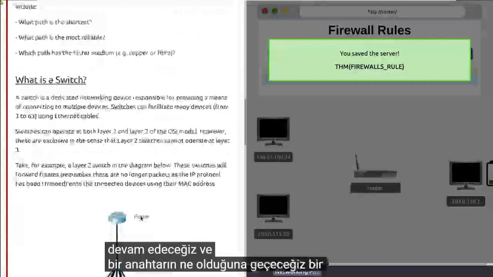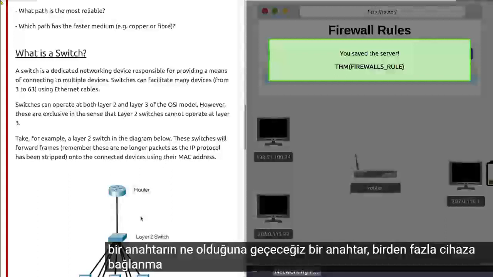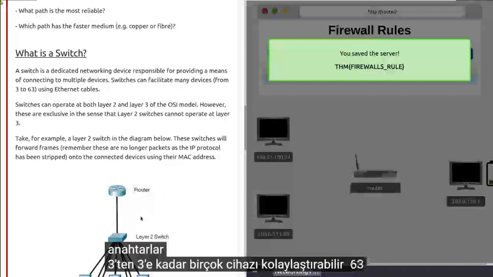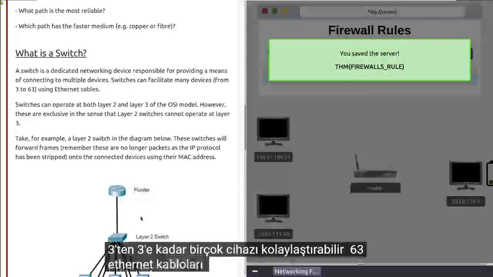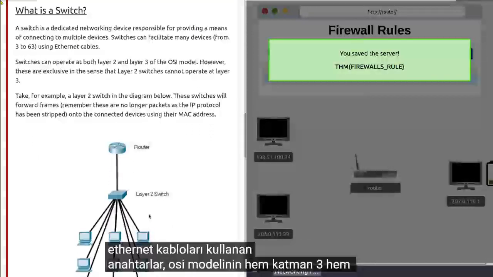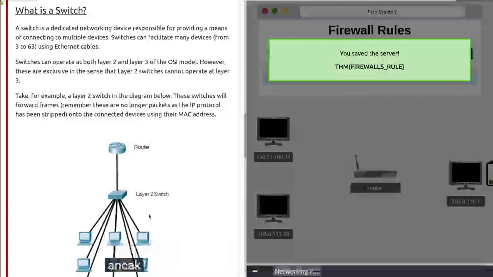What is a switch? A switch is a dedicated networking device responsible for providing a means of connecting to multiple devices. Switches can facilitate many devices from 3 to 63 using Ethernet cables. Switches can operate at both layer 3 and layer 2 of the OSI model. However, these are exclusive in the sense that layer 2 switches cannot operate at layer 3.